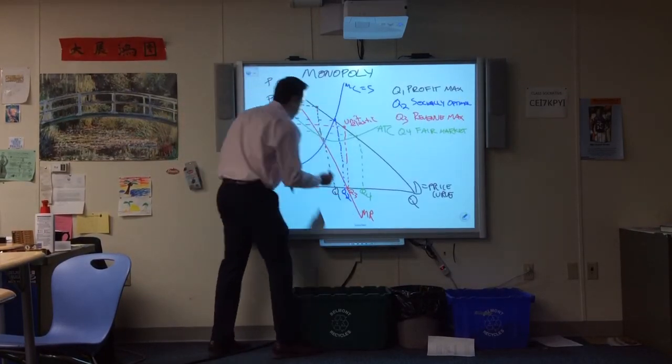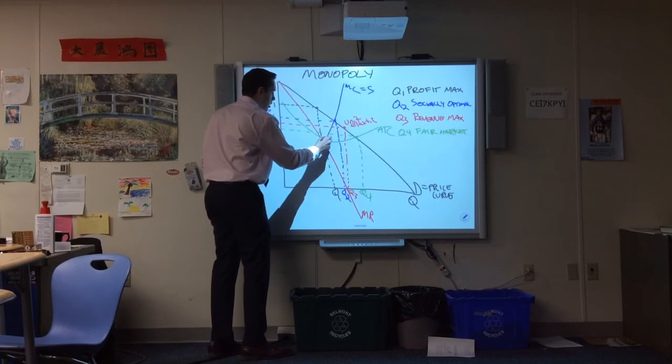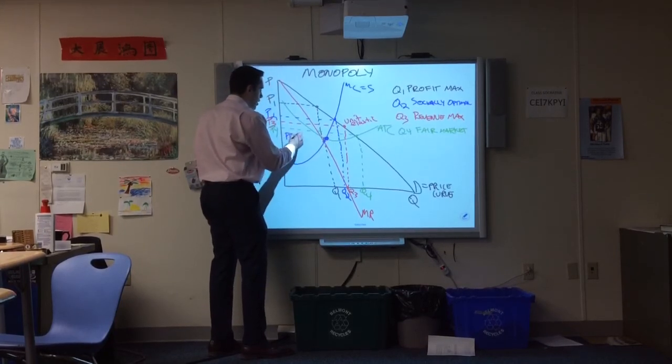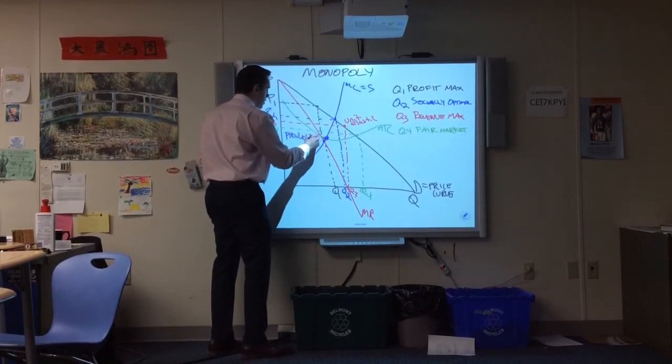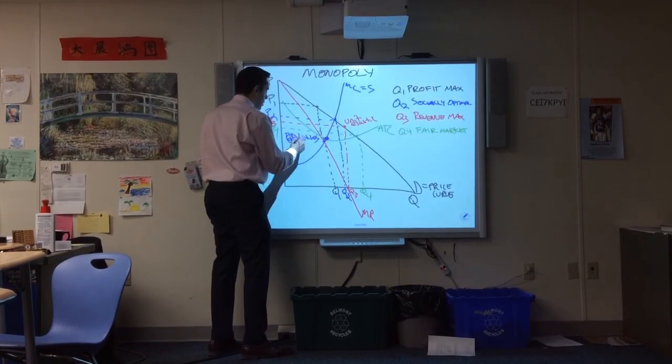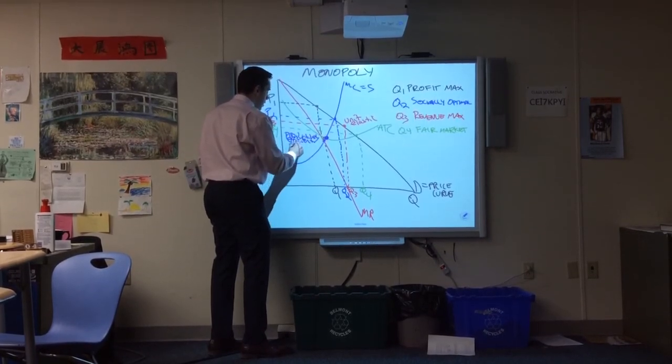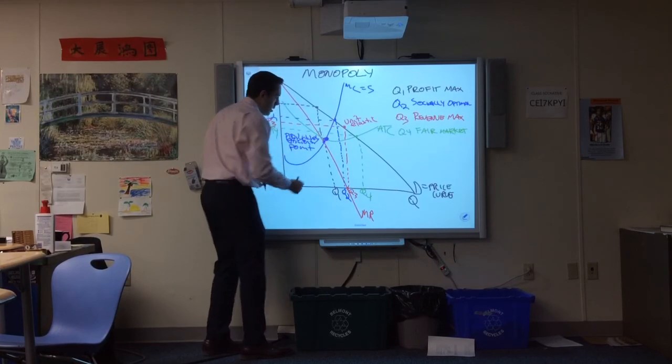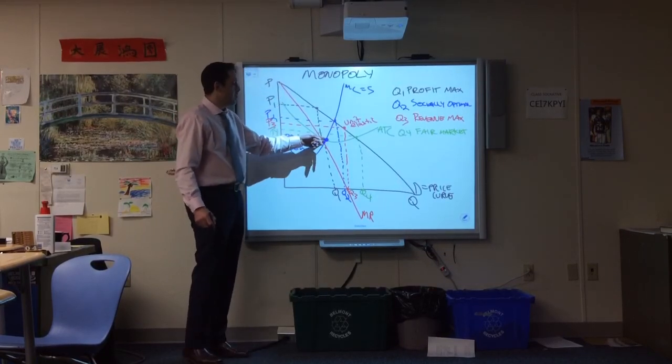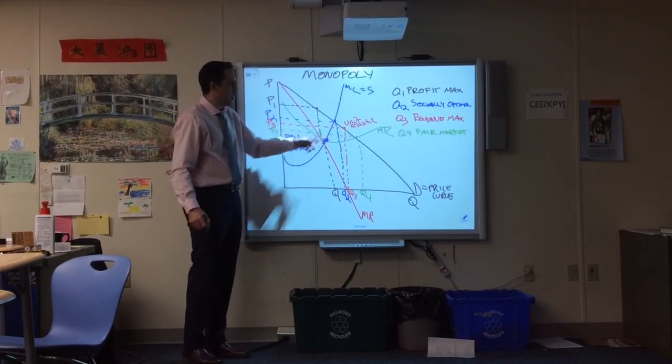The last point of interest will be right here. This will be the productively efficient point, and that's where average total cost is minimized, because that's where marginal cost equals average total cost.